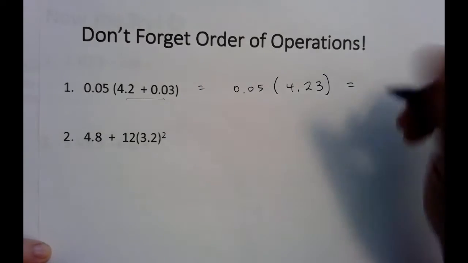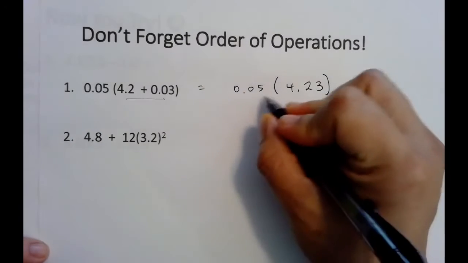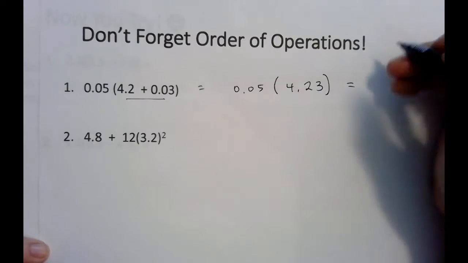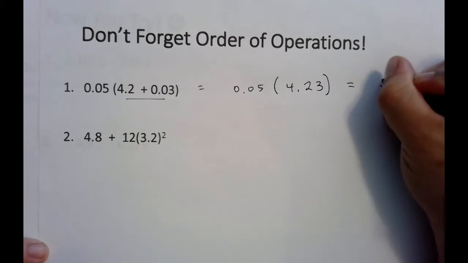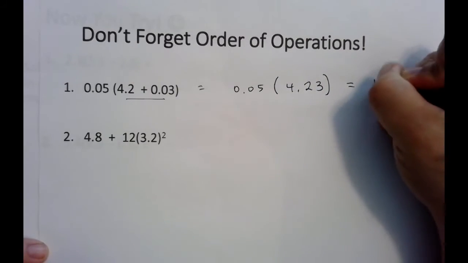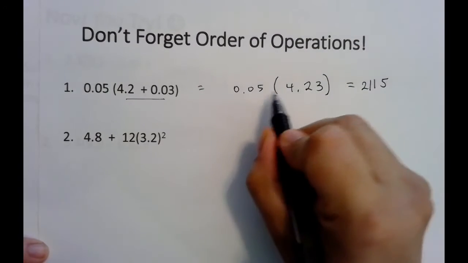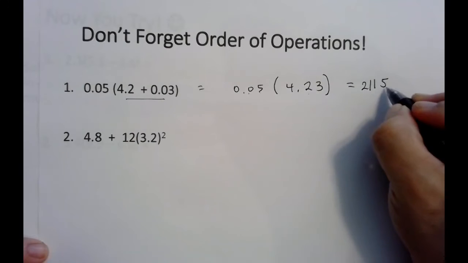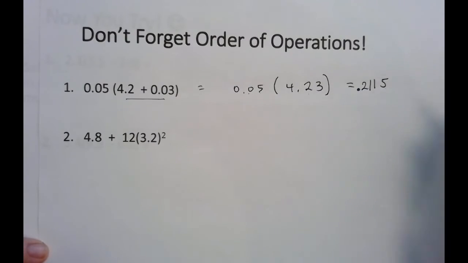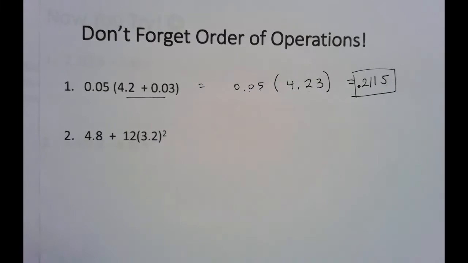okay, so we were just to multiply it without the decimals, right? So if we thought of it as 5 times 423, it would be 2115. But there's 1, 2, 3, 4 decimals, so there has to be 1, 2, 3, 4 decimals. That's your solution, 0.2115. Okay, so let's go ahead and do the next one.